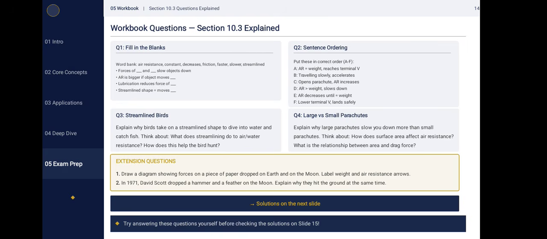Different A, B, C, D, E, and F. Like in A, when the air resistance is equal to the weight, the parachutist will travel at a steady speed, called the terminal velocity. Next, the thing given to you is the parachutist is traveling slowly so she can land safely. The air resistance increases as she accelerates.